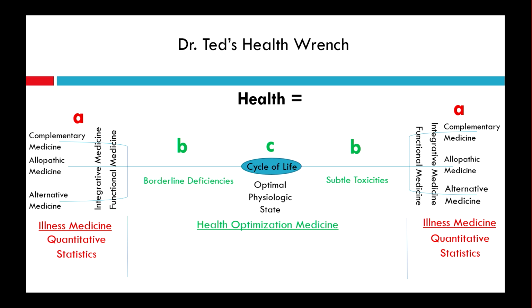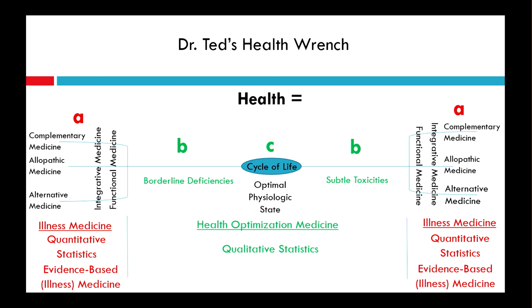In other words, illness medicine uses quantitative statistics. We use qualitative statistics. Illness medicine uses evidence-based illness medicine. It's not really EBM, it's EBIM, because your antibiotics have to work across populations, right? But we use evidence-informed medicine, or EIM, evidence-informed individualized care.